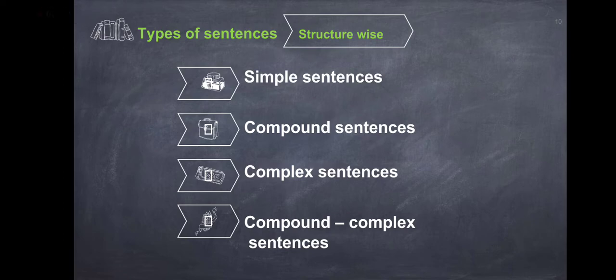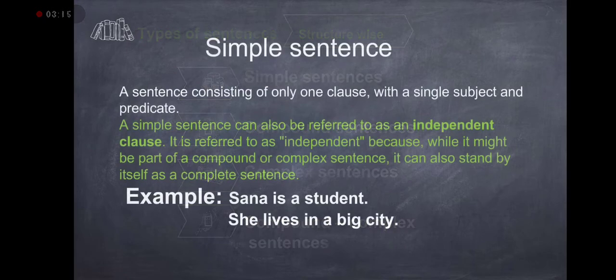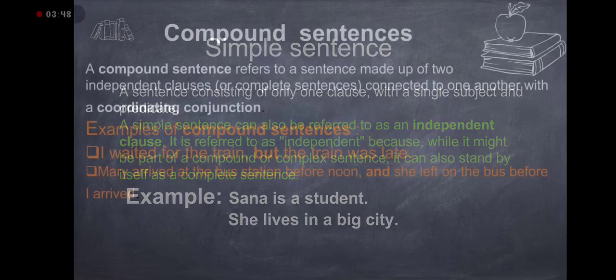Types of sentences: simple sentences, compound sentences, complex sentences, and compound complex sentences. First of all, simple sentence. A sentence consisting of only one clause with a single subject and a predicate. It means it's a simple one in which we have only one clause, a subject and a verb. A simple sentence can also be referred to as an independent clause. It is referred to as an independent clause because it might be a part of a compound or a complex sentence, but it can also stand by itself as a complete sentence. For example, Sana is a student. She lives in a big city.